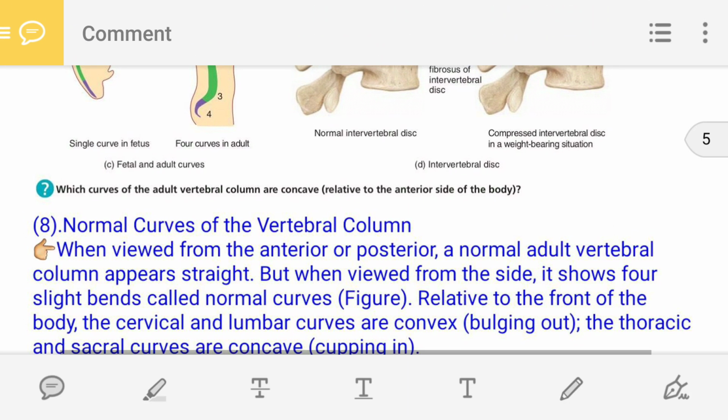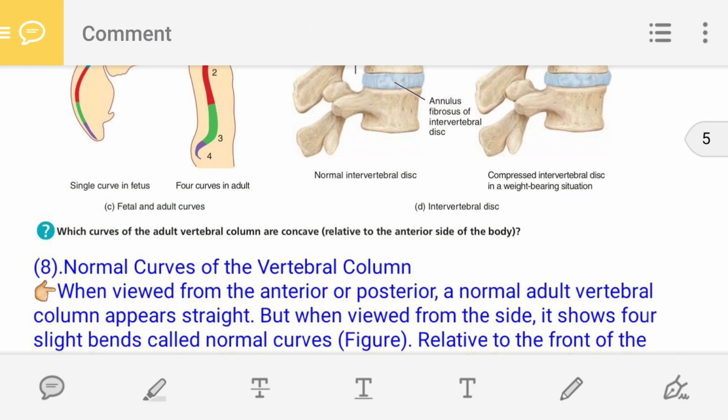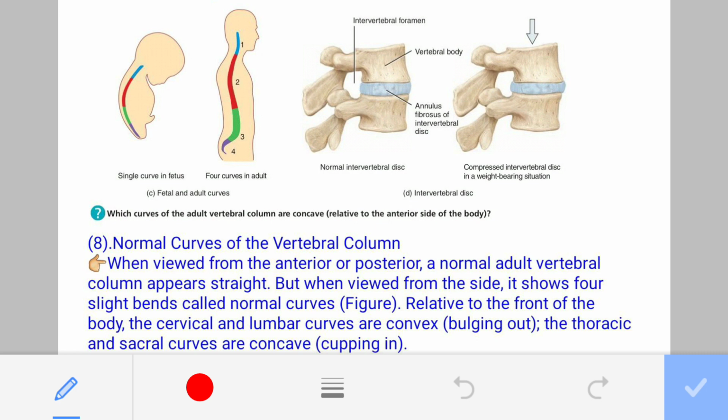Let me show them. For example, I have reduced the size so that you can see properly. Now, as you can see over here, this is 1, this is 2, this is 3, and the fourth. Okay. Now, as you can see, the one with the blue color, these are the 7 cervical vertebrae, and this is this shape. This is the convex.